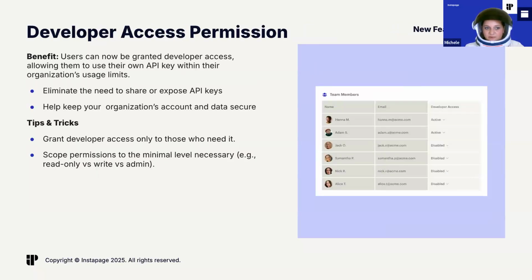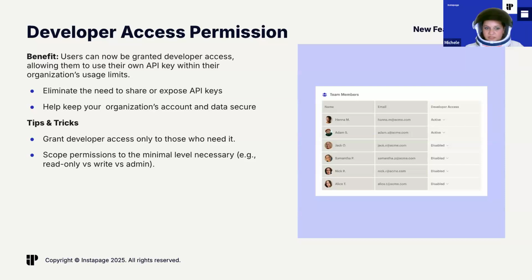So then the next feature that we wanted to review is the new developer access permission. So Griffin, what is that? Yeah, this is a new permission we added with the release of our public API, and it allows users to use their own API key based on their organization's usage limit. So in this case, you don't need to share keys, and this allows you to ensure your account and data stays protected.